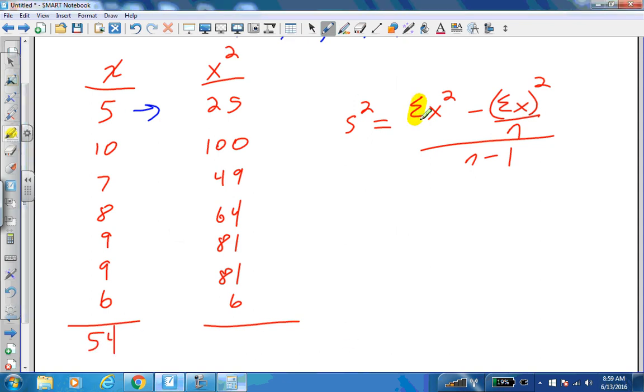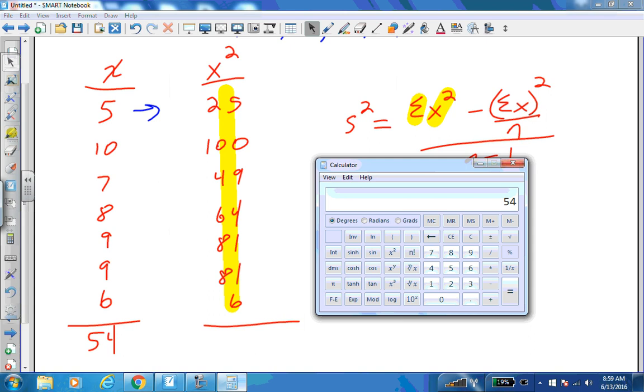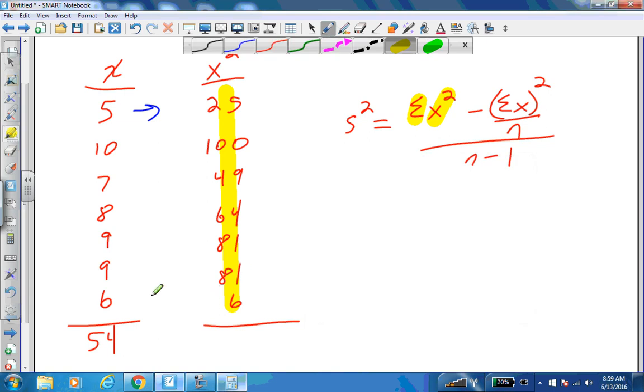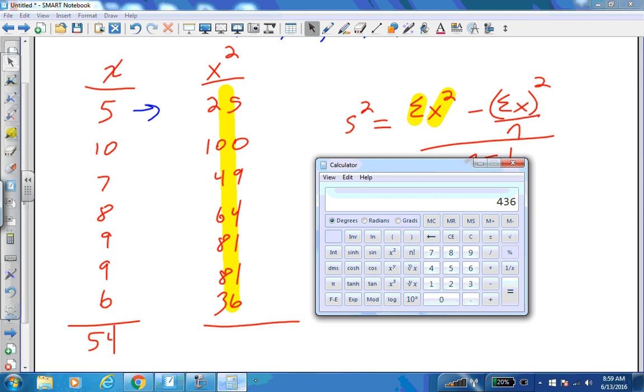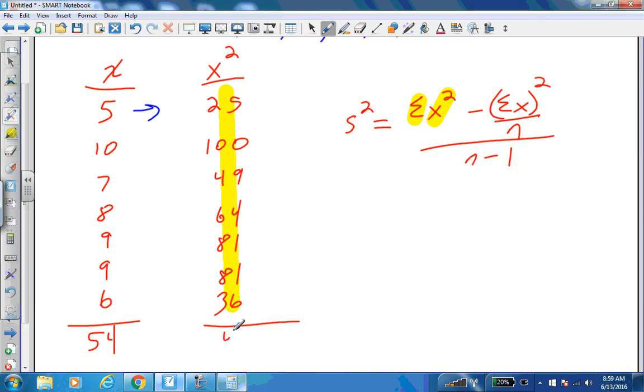And then summing our x squareds, that means add these numbers. So if we take our x squareds and add all those up, we get 25 plus 100 plus 49 plus 64 plus a couple of 81s. And that was supposed to be 36. 6 squared is 36. When we add those up, we get 436.